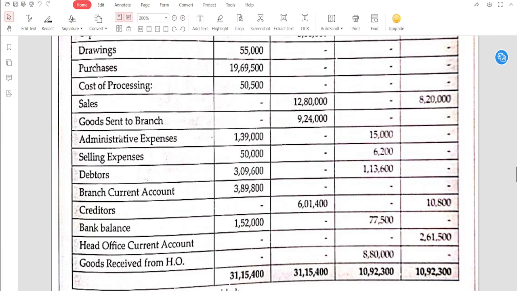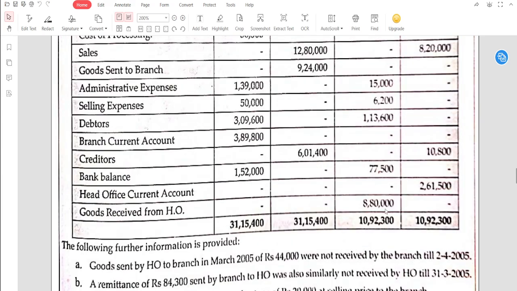Correct? ऊपर में देखिए कितना लिखा है, goods sent to the branch 924. But here it is written goods received from HO, it's 880. So guys, देखिए क्या कर सकते हैं यहाँ पे, 44,000 is not received. So that is why branch is showing goods received from HO as 880 rather than 924. If you add 44,000 with 880, then your figure will become 924. But as the goods received from HO is showing 880, you're not going to do anything else here.